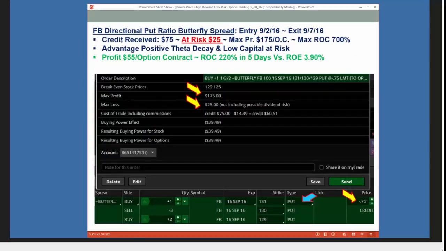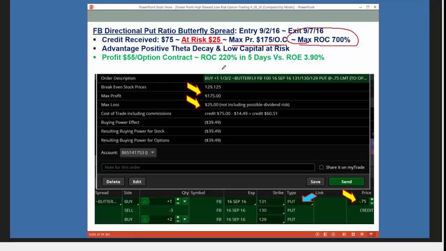So in this type of setup, you're going to receive a credit. Okay, so this was a put ratio butterfly structure for an upside move, and it was structured where the credit received was $75. It was a dollar-wide spread, so your risk is the difference. Only $25 at risk per contract. Very, very low risk. So this puts a maximum potential theoretical profit reward of $175, which would be 700% return.